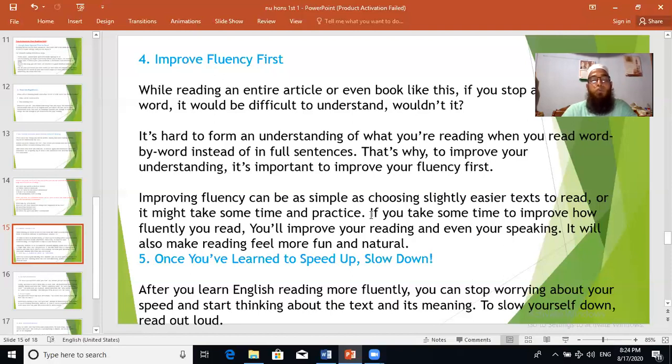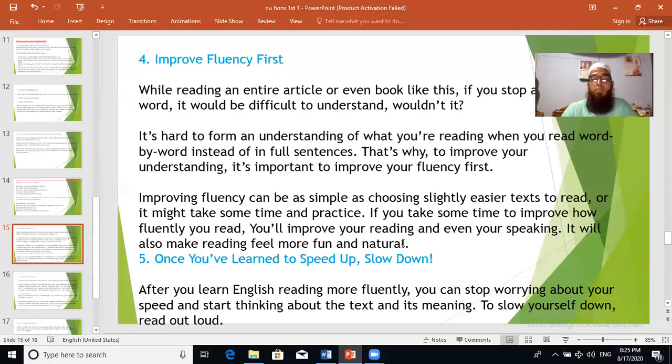For example, if you start reading an English newspaper at first, you might not understand anything. But if you go on reading one week, two weeks, and the third week, you see you are getting familiar with the words and you are getting some meaning of the stories of the newspaper. So this is actually the habit you have to practice.